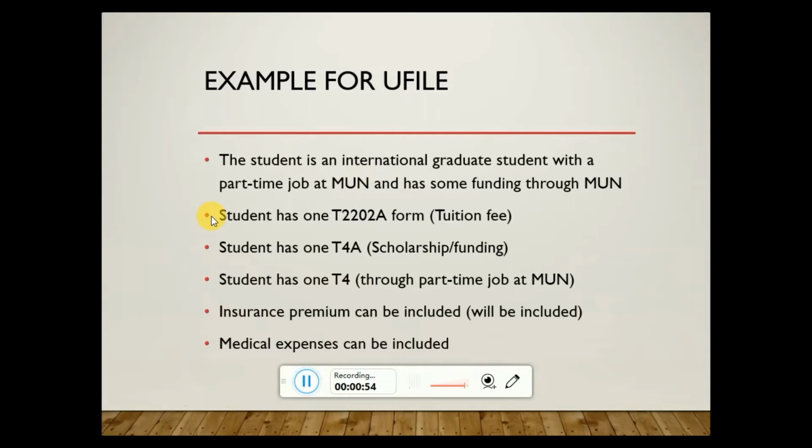The student has one T2202A form, meaning tuition fee. He or she also has one T4A, meaning scholarship or funding for the graduate program. The student also has one T4 through a part-time job at MUN. Insurance premiums can be included, and I'll show you how to add them in this video, and medical expenses can be included as well. So we'll go to ufile.ca now.